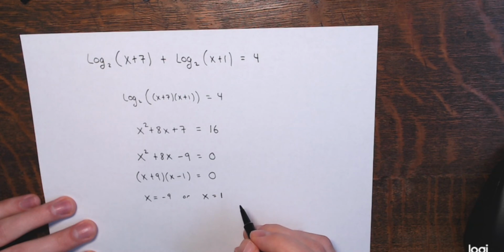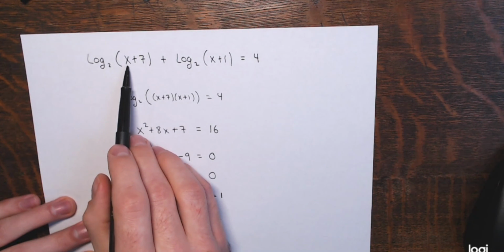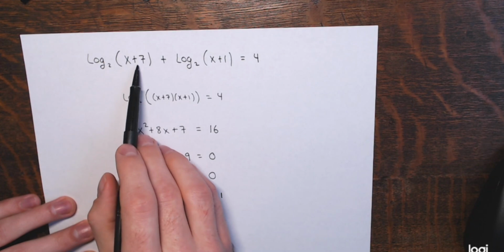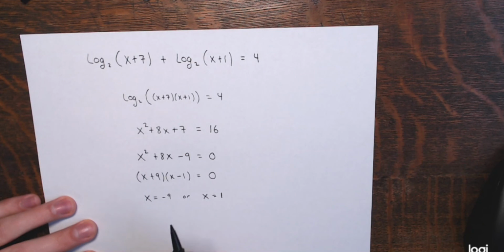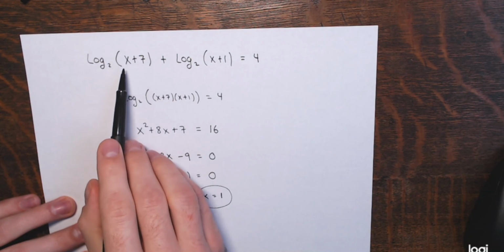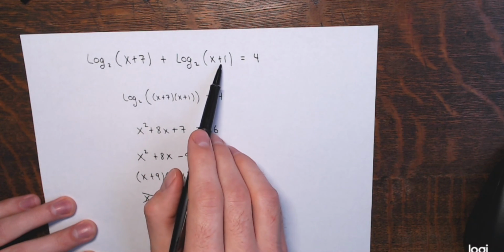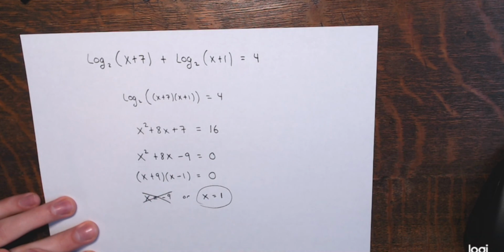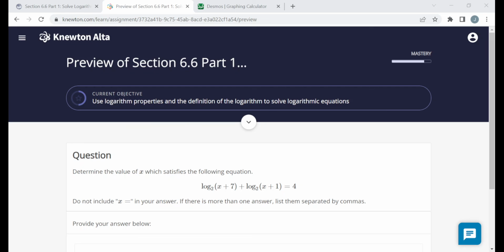Now I'm hoping it's obvious that negative 9 won't work, because if I plug in negative 9 for x, negative 9 plus 7 is negative 2. You can't have a negative number as your input of a logarithm in our studies here. So negative 9 is extraneous. The only solution will be 1. If you plug in 1 for x, you'll have 8 and positive 2 here, and that would end up being the log base 2 of 16 equals 4. That works out. So the only solution to this equation is 1.